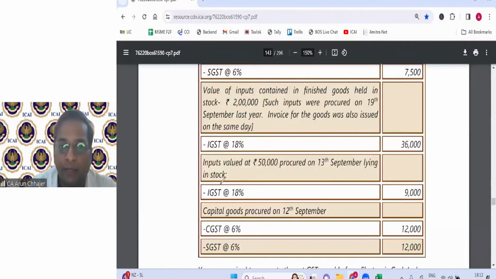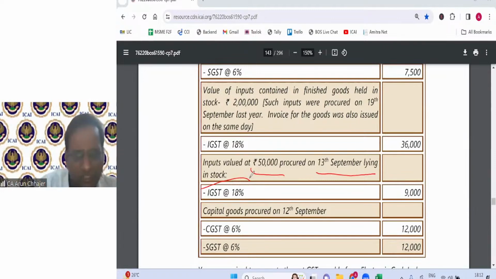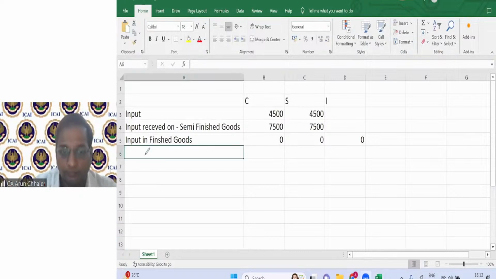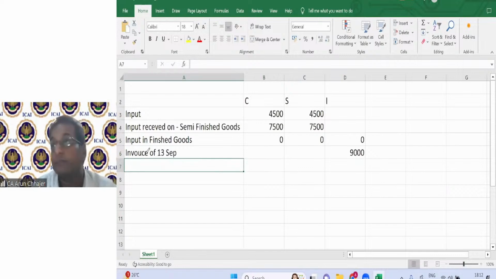Let me move further. Further, it says that invoice valued at 50,000 procured on 30 September lying in the stock. ठीक है ना? अगर 50,000 का है इनपुट जो कि 13 सितंबर है, अभी तो 24 मतलब लास्ट 10 डेज का इनवॉइस है, सो नॉट ए प्रॉब्लम. Is it IGST? Yes. Any doubt?